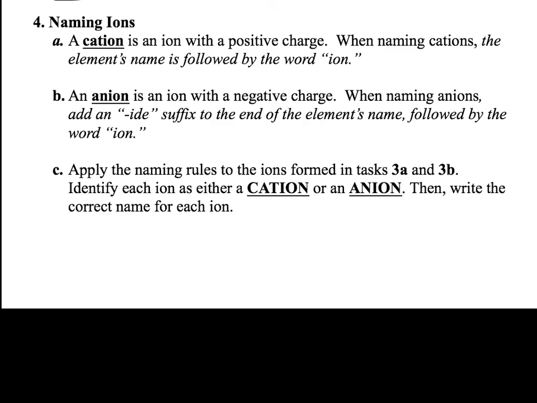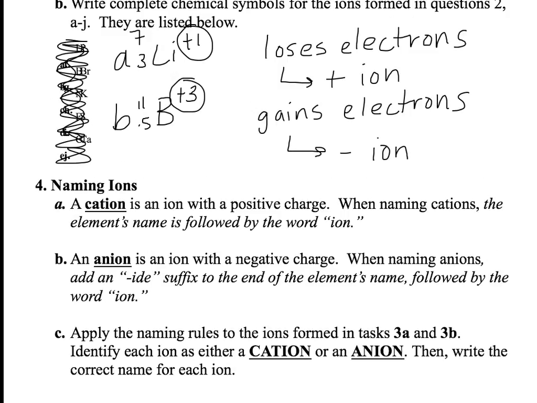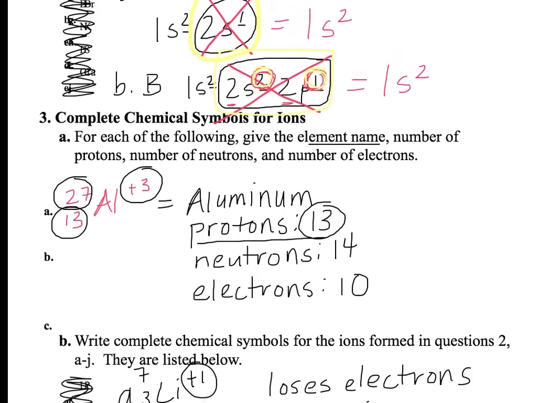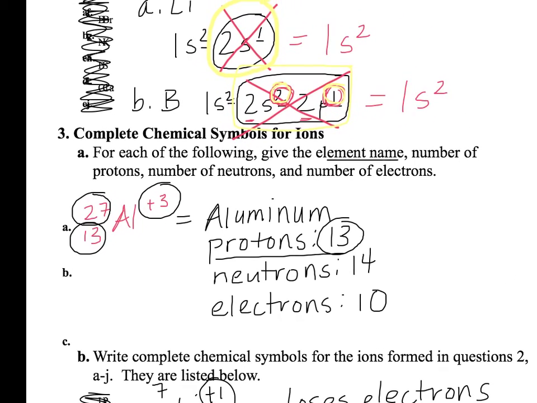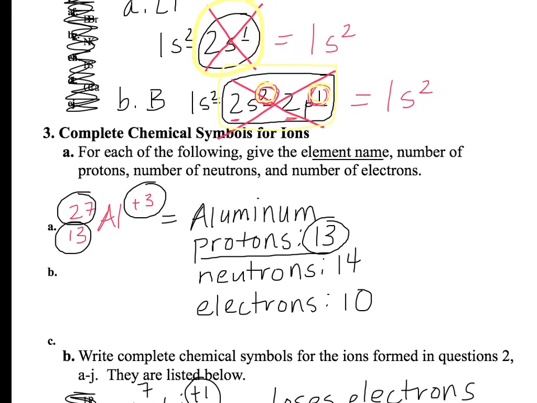C. Now apply the naming rules to the ions formed in task 3A and 3B. Identify each ion as either a cation or an anion, then write the correct name for each. So let's go up to 3A and take a look at what that is. So 3A is this section up here. Our first one was aluminum that we made into an ion. I just want to highlight for you where this is. Right here, this aluminum ion.